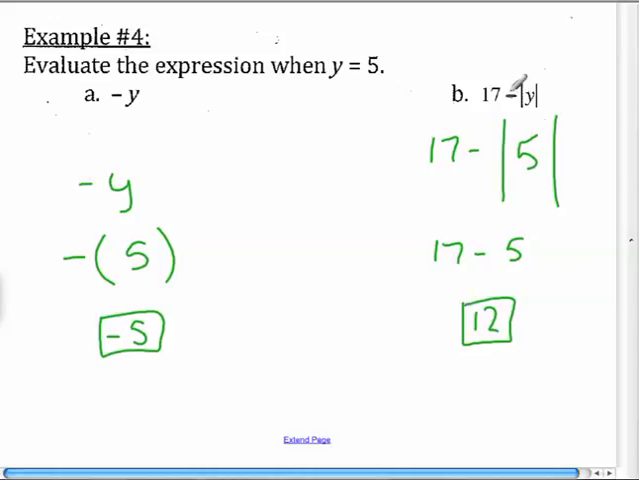He said, what if I just took out the minus sign there and I made it 17 right next to the y? What does that mean? Well, that means 17 times whatever the absolute value of y is. When a number is next to that grouping symbol, just like parentheses or brackets or braces, it means multiply. All right? Good question. Good job.